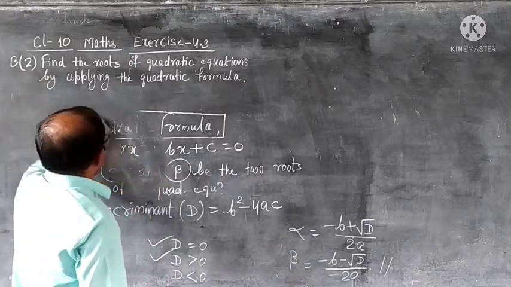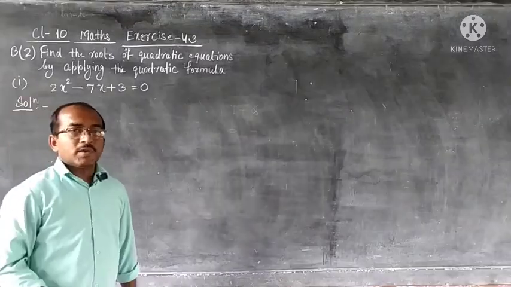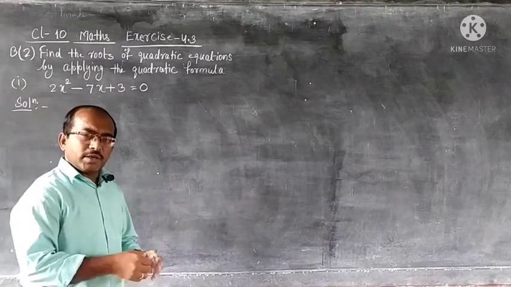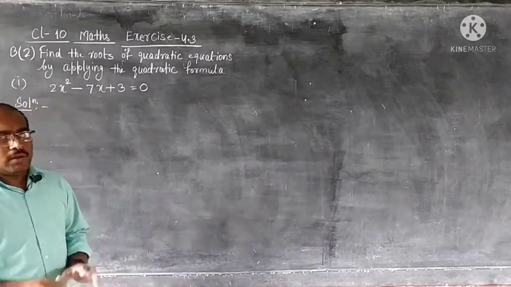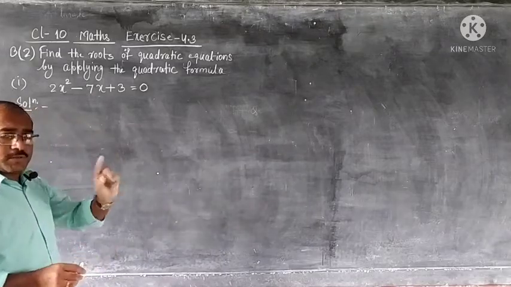The question number 2B2, Roman number 1. So, let us start now applying the quadratic formula in finding the roots of the quadratic equation. So, what is the form of a quadratic equation? ax square plus bx plus c, we know that.